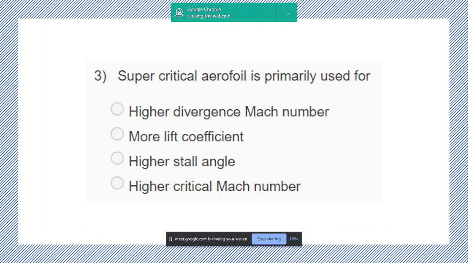Supercritical airfoil is primarily used for higher divergence Mach number, more lift coefficient, higher stall angle, or higher critical Mach number.